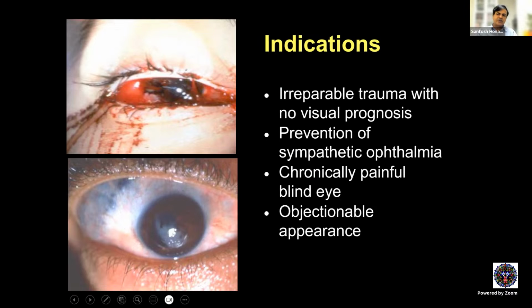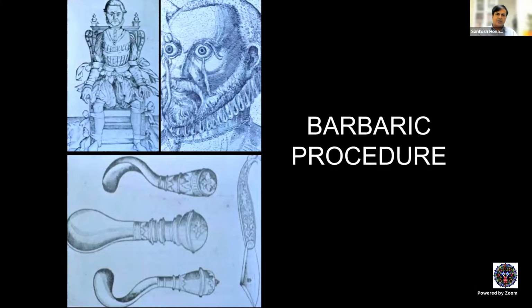For objectionable appearance such as this, patients who have staphyloma can have two options. One is enucleation or evisceration, but enucleation is definitely a reasonable option in patients who have an objectionable appearance by means of staphyloma. Of course, intraocular tumors are standard indications for enucleation, either a melanoma which cannot be cured with brachytherapy, or retinoblastoma that is refractory to chemotherapy and focal therapy, which can also be considered for enucleation.